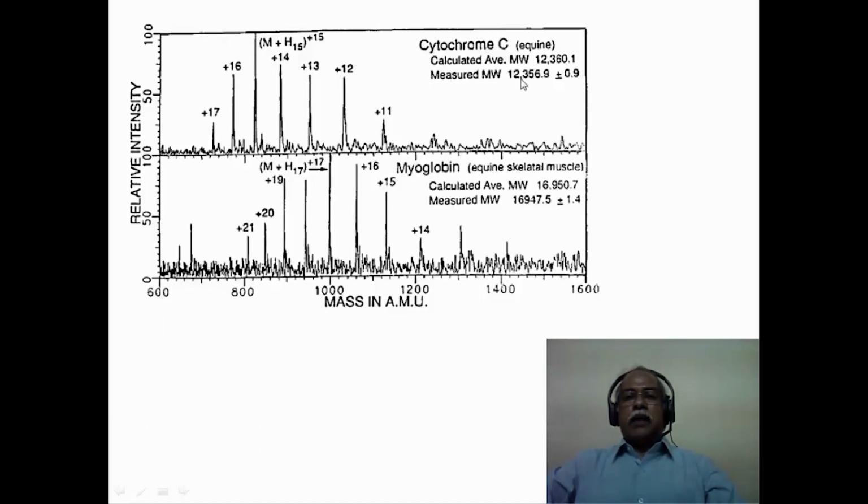Now cytochrome C and myoglobin are two protein molecules with molecular weights of 12,360 and 16,950 in this particular case. And here also multiply charged ions are seen, with charges starting from 14, 15 all the way up to 21 in the case of myoglobin, and in the case of cytochrome it is about plus 11 to plus 17 charges that is seen here, corresponding to the molecular weights that are mentioned in the slide. The calculated molecular weight and the measured molecular weight are close to each other, in terms of the accuracy with which you can measure the molecular weights using electrospray ionization mass spectrometry.